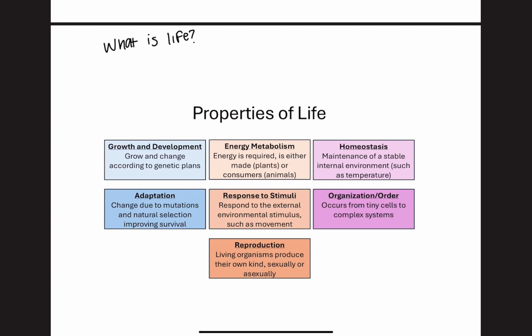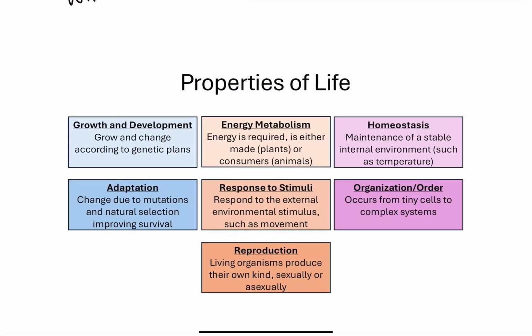And in biology, we define life based on a set of 7 characteristics. So these 7 properties of life, they have to all be present in order for something to be considered living. So let's break them down. First, we're going to talk about growth and development.